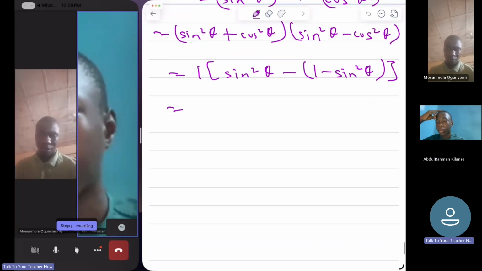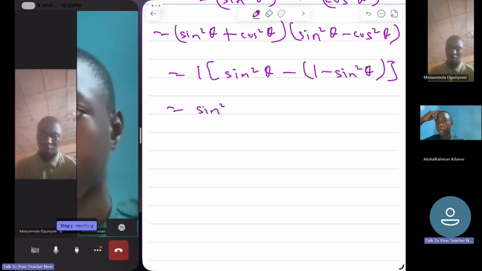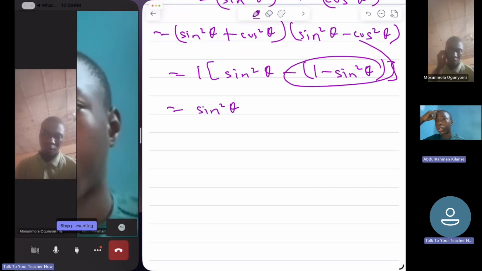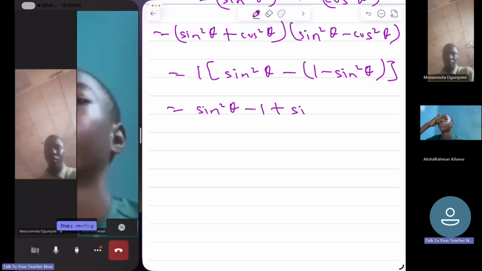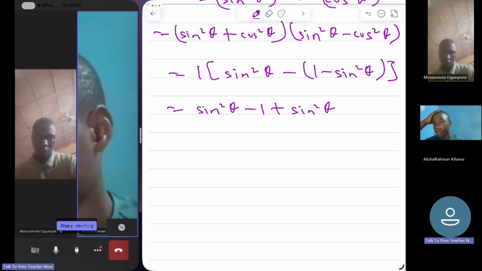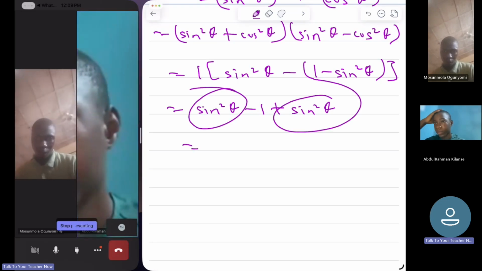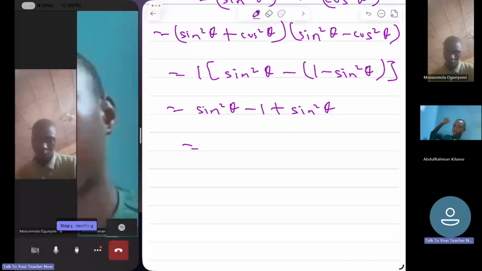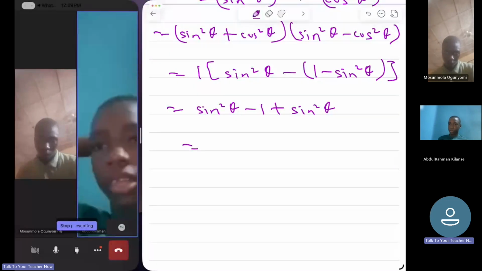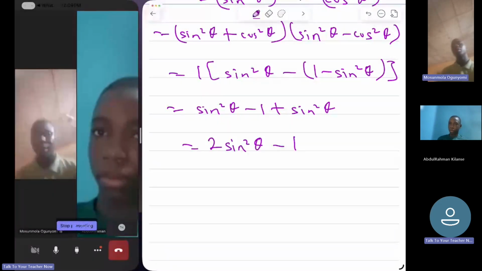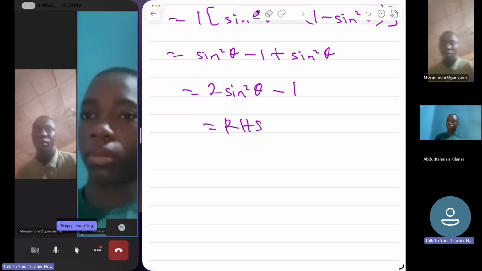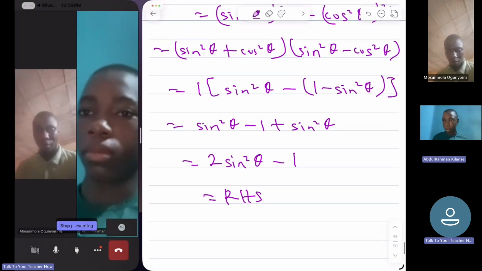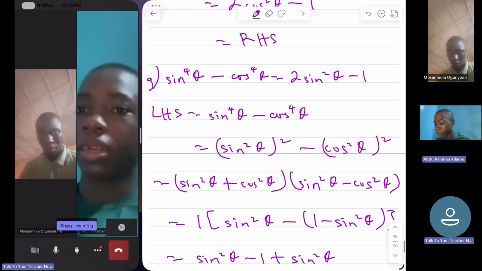So we now have sine squared theta. When you open this bracket, what do you have? Minus 1 plus sine squared theta. Sine squared theta plus sine squared theta is what? That is 2 sine squared theta minus 1, which is equal to the right-hand side. And that's a proof. What's the next one?